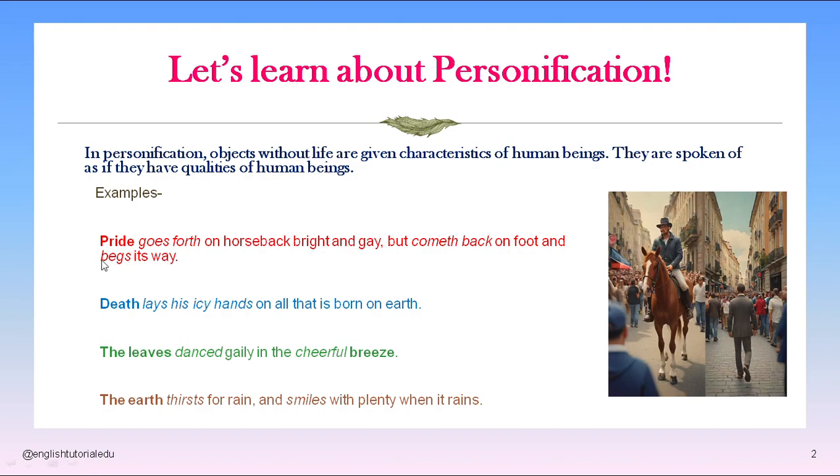So in this first sentence, we see that pride, which is an abstract idea, is going forward like a person on a horseback and coming back on foot. So we are giving human qualities to this abstract idea of pride. Death lays his icy hands on all that's born on earth. So death, which is also an abstract idea, is given the human qualities and is laying his icy hands on all that is born on earth. So everyone born on earth has to die.